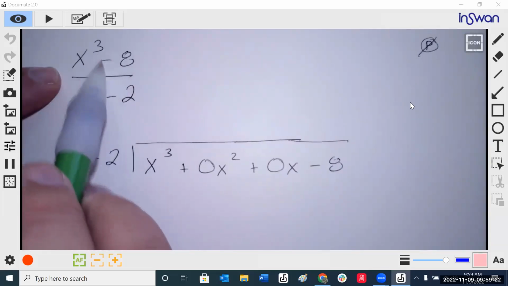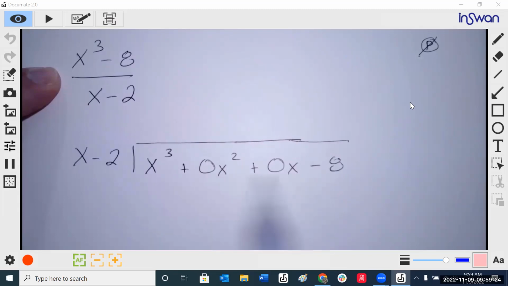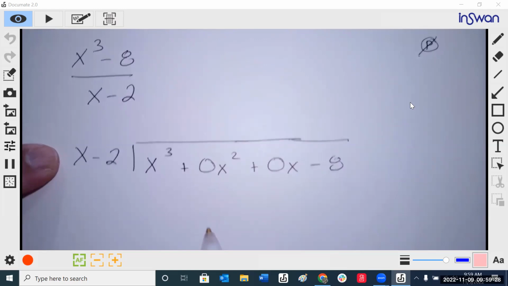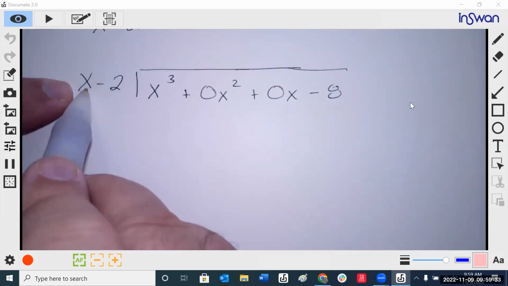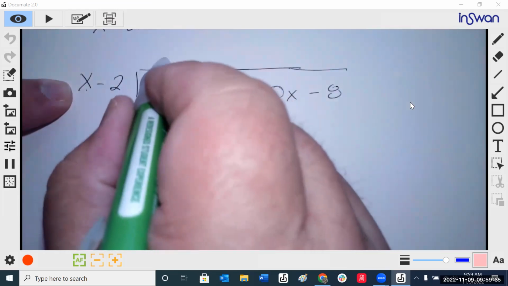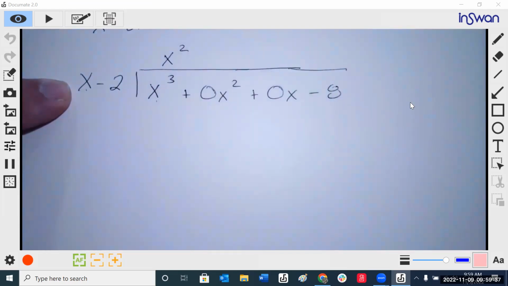I have x cubed. I'm missing x squared and x. So I have to put zeros in their place. You have to have each column taken care of. So from x to x cubed, you're missing 2 of them. Yes, setting up your equation is as important as the steps you use to solve it. So if you set it up wrong, there's no way you can get it right.